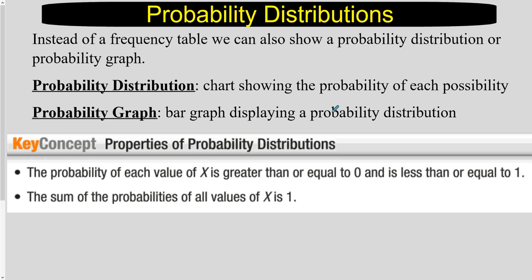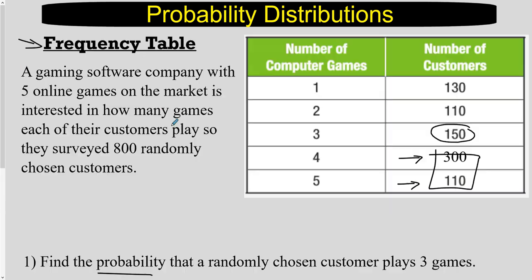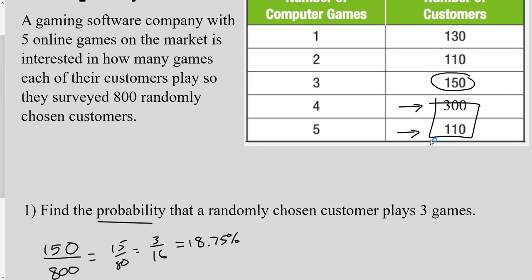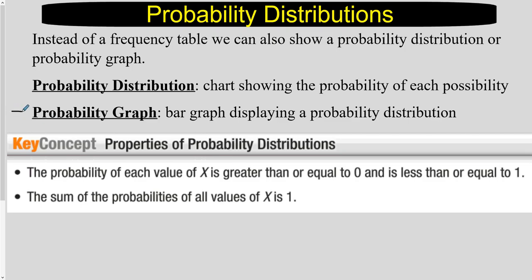So we've got a probability distribution, which would be like the same left side, 1 game, 2 games, 3 games, 4 games, or 5 games, but instead of showing the number of players, it would show the probability. So this one would be 0.1875 instead. That's the only one we did, but we would find these probabilities instead of the frequency. Hope that makes sense. A probability graph is exactly the same as a probability distribution, but instead of it being a chart, it's a bar graph. We just turn that chart into a graph, is all it is.